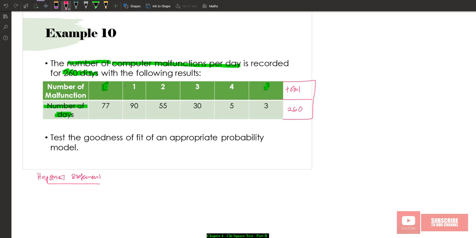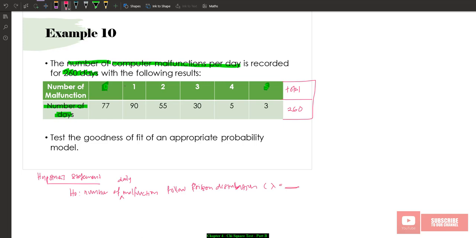Our hypothesis statement. Null hypothesis: the number of daily malfunctions follows a Poisson distribution with mean equal to lambda. What is the value of lambda?